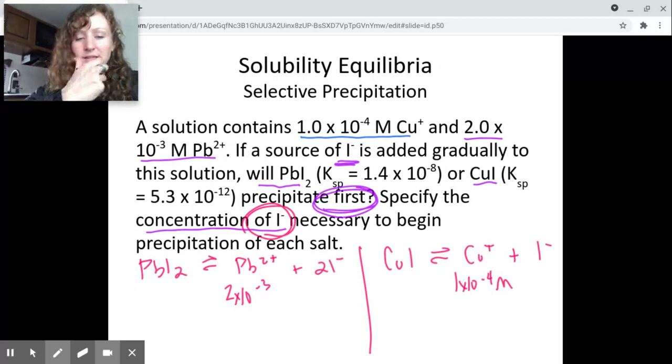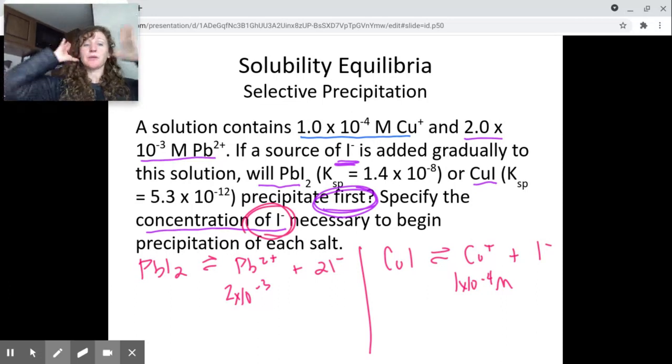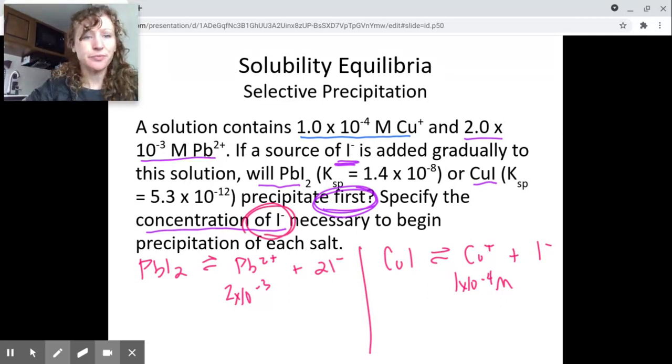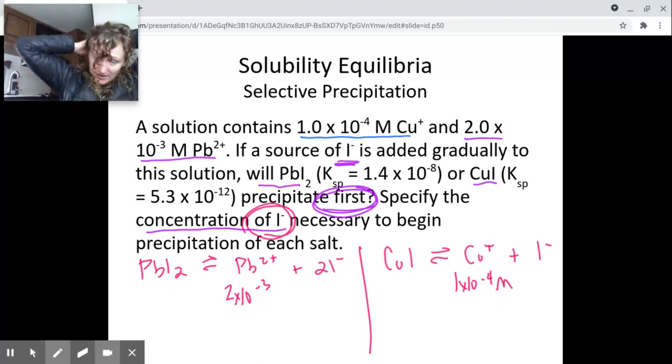So to set this up, I need to figure out what my concentration of I minus is going to be. And again, I can use that equilibrium marker as the place where precipitation is going to start, because remember, a minuscule amount past that equilibrium will start precipitation. Okay, so we're going to use equilibrium as kind of our starting point. So let's figure out where that is.